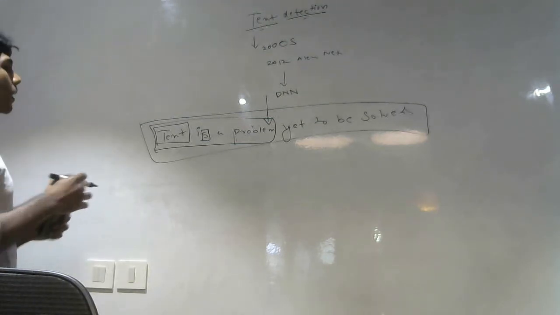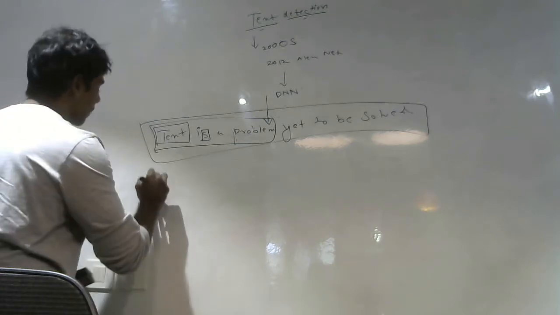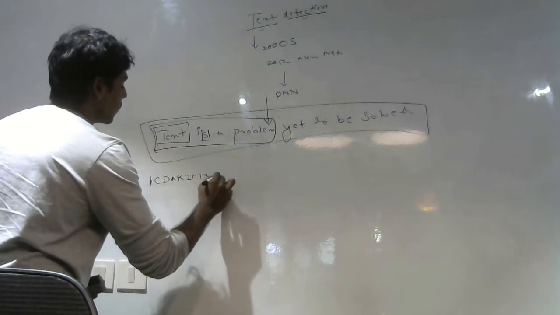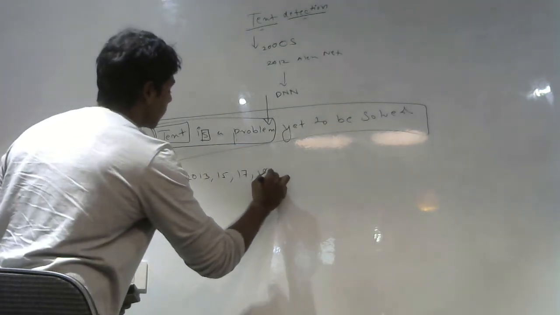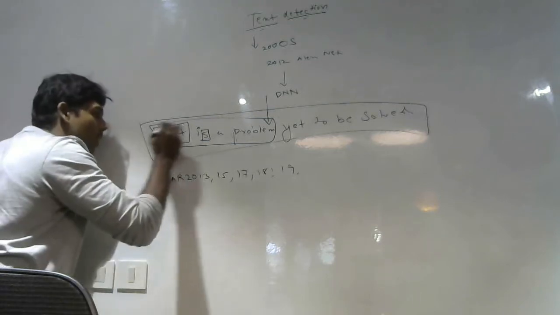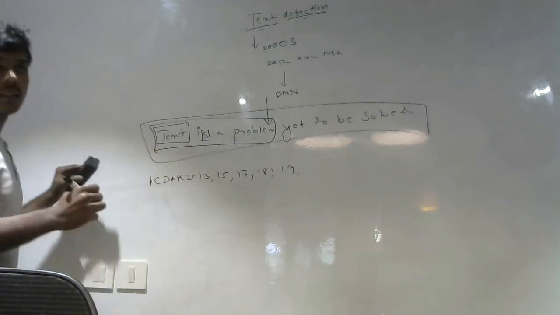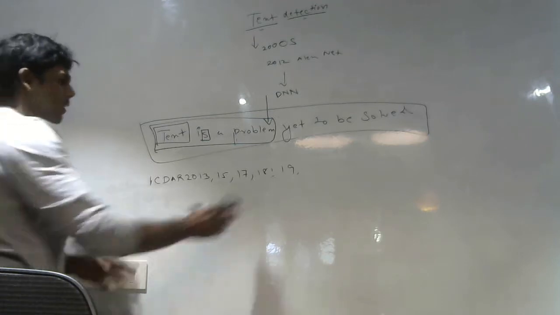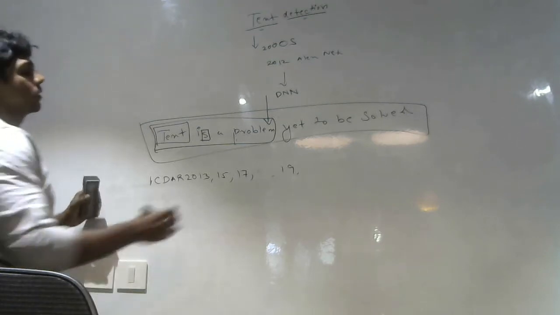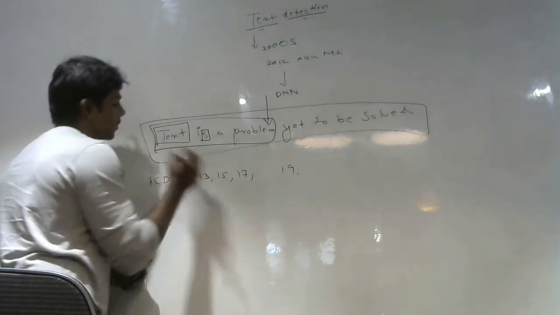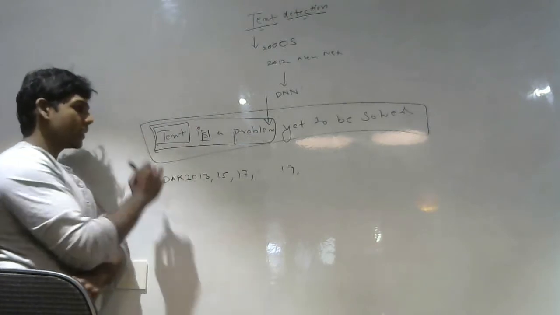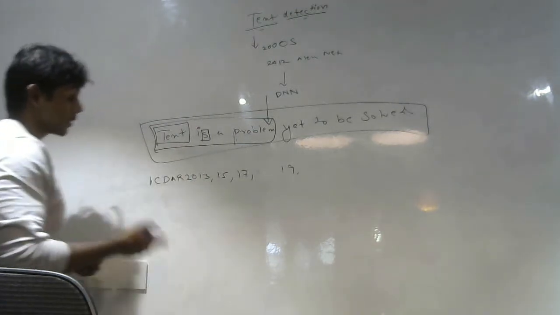In most of the datasets, like we have ICDAR 2013, 15, 17, 18, 19, most of them have word level annotations. These are word level bounding boxes, and most of the annotations are designed to be word level bounding boxes.